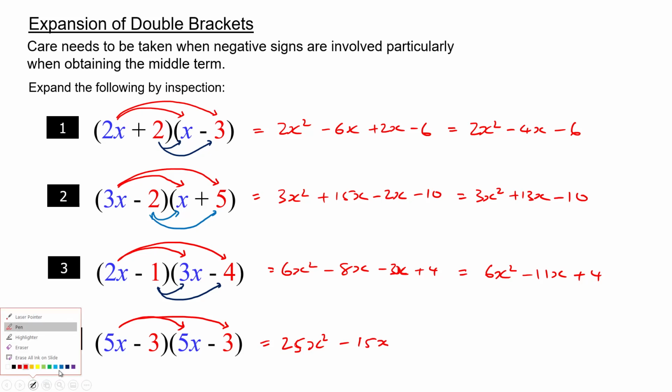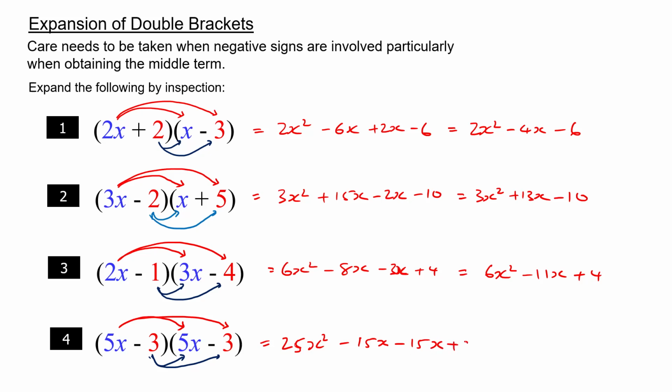And if I can get my blue pen. So I've got minus 3 times both terms. Just switch back to red. So we've got minus 3 times 5x minus 15x, and minus 3 times minus 3 plus 9, which is equal to 25x squared. Minus 15x minus 15x is minus 30x plus 9.